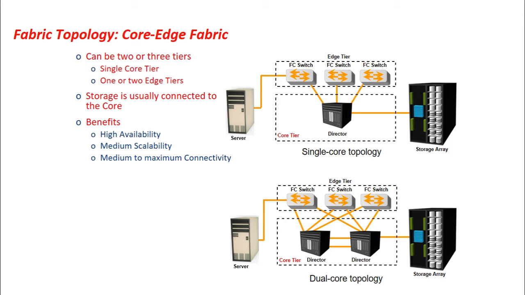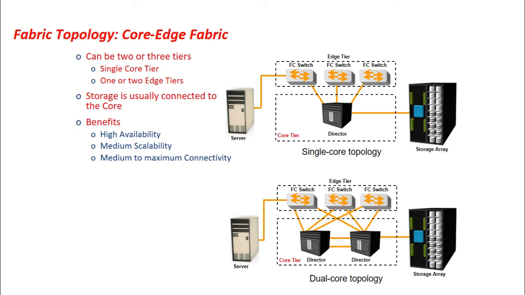Let us first try to understand what we mean by core edge fabric topology. The core edge fabric topology has two types of switch tiers, as shown in this diagram. There is the edge tier and there is a core tier. The edge tier is usually composed of switches and offers an inexpensive approach to adding more hosts in a fabric.